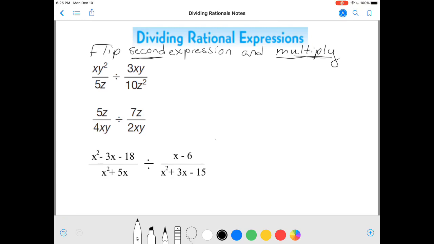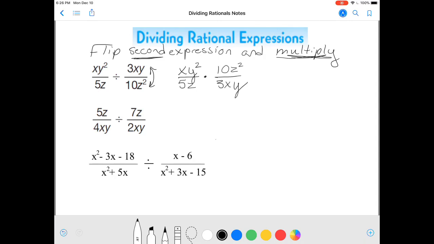So once we flip our second rational function in this first example, we're going to go ahead and rewrite the problem. So it's our new multiplication problem. So we have xy squared over 5z times 10z squared over 3xy. See how I flipped that?